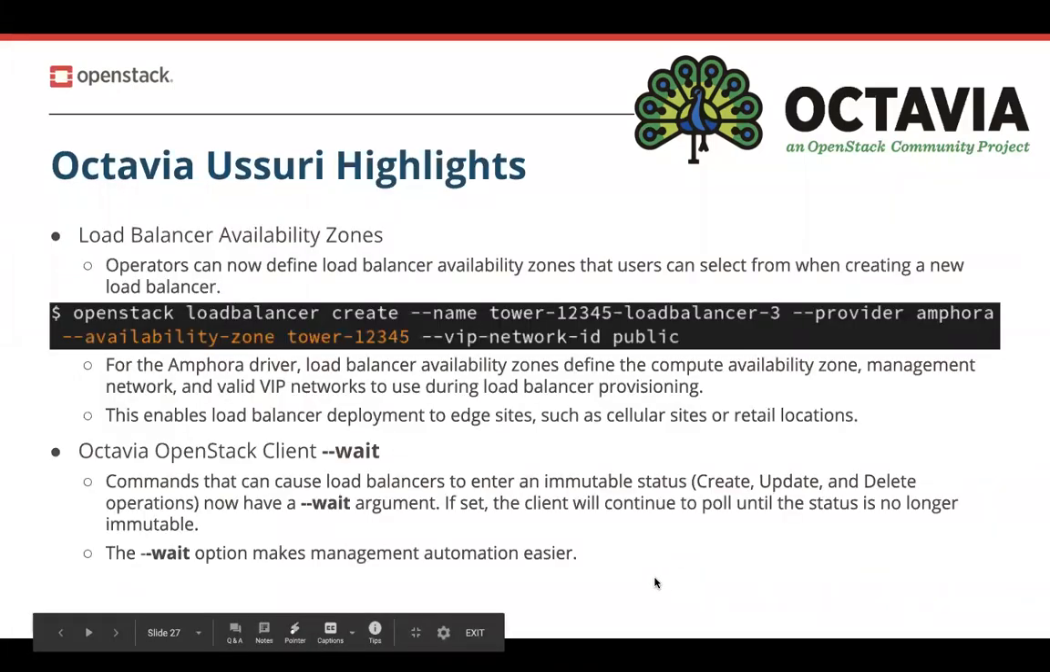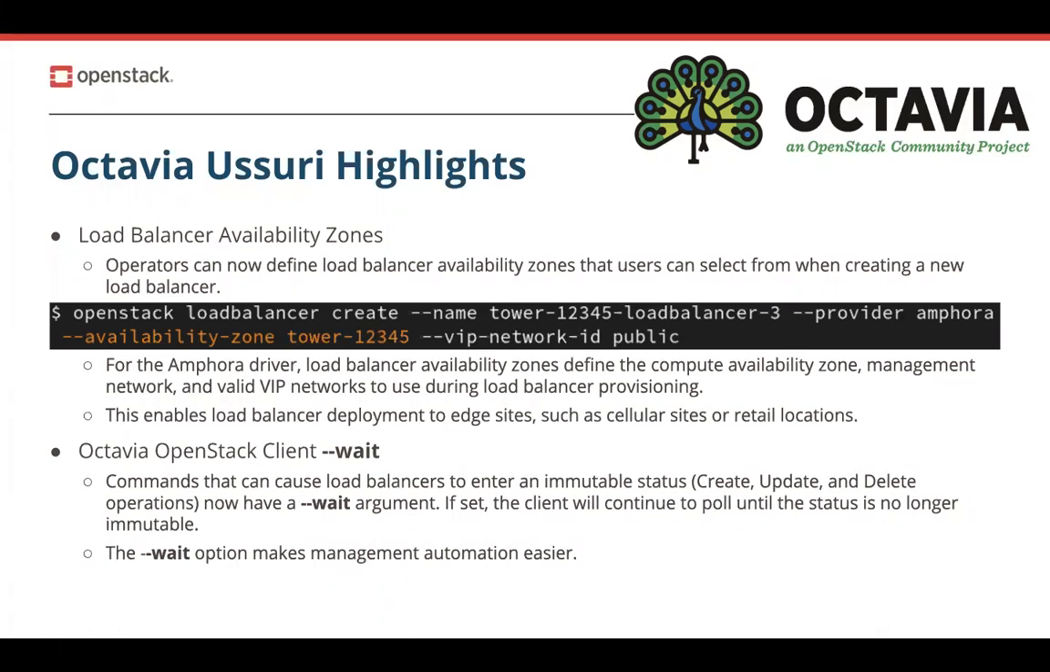So let's jump into some of the highlights. One of the most anticipated features is load balancer availability zones. So this allows you to define availability zones inside Octavia that then map to the other services and allow you to deploy load balancers in different availability zones you may have defined in your overall OpenStack deployment. So for example, for the Amphora provider driver, an availability zone is defined as a compute availability zone, the management network that will be used for that AZ, and then any valid VIP networks that users can use when deploying load balancers to that AZ.